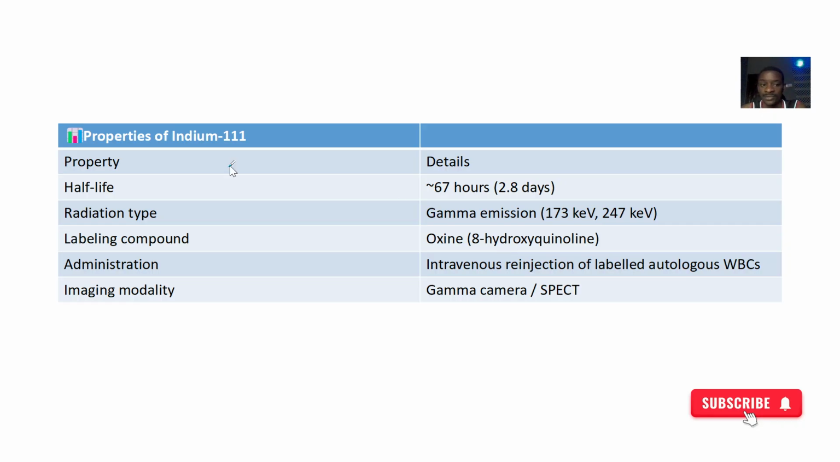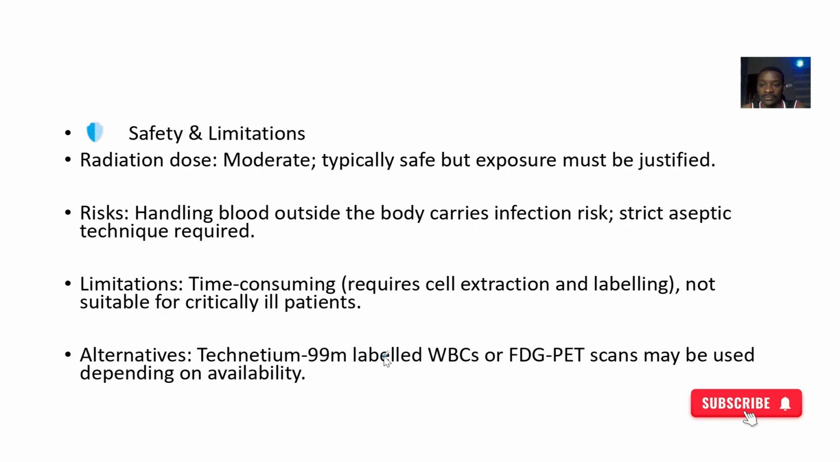So this is the summary. Okay, looking at the properties: the half-life, the radiation type, gamma emission, the labeling compound, they combine it with oxine, administration is through the veins, then the imaging tool that you use. You can use SPECT, okay, emission and all of that, or you can use the gamma camera. Okay, so for safety and limitations, radiation dose should be moderate.